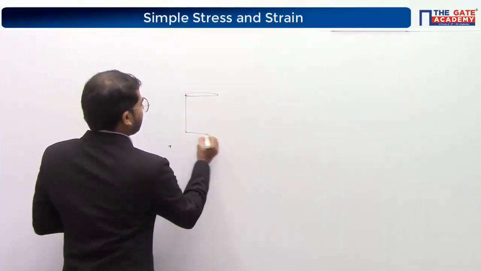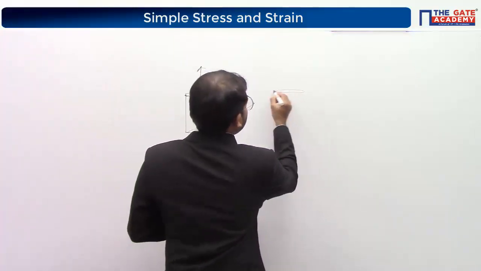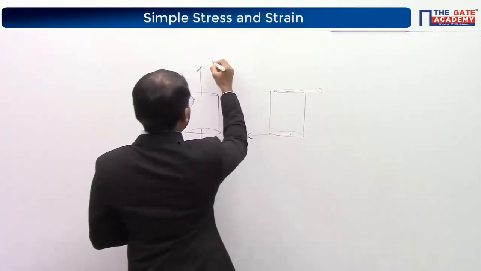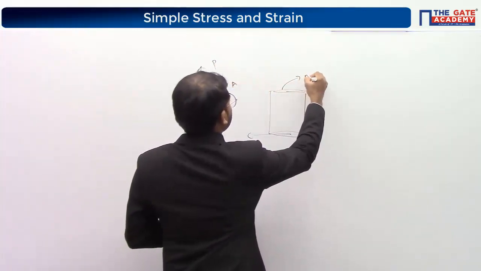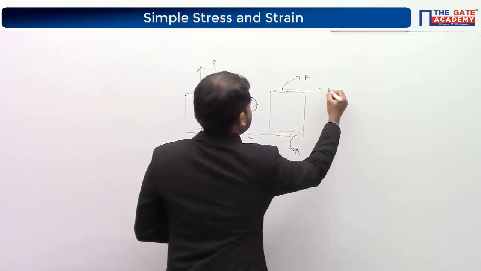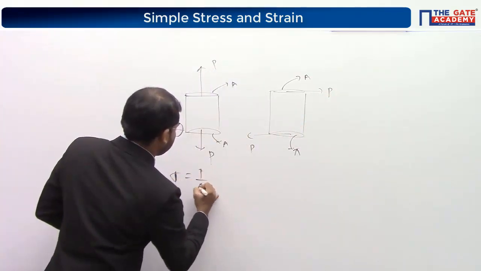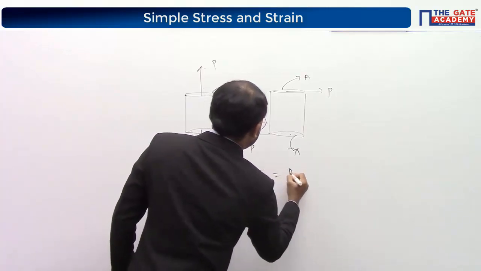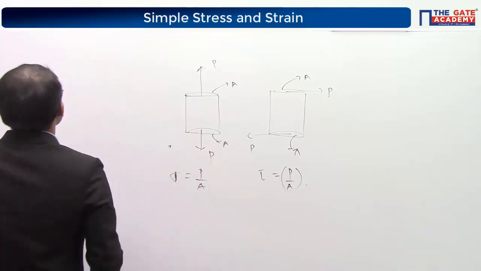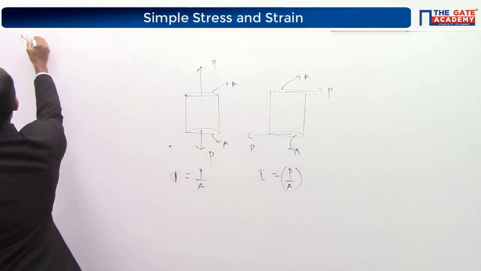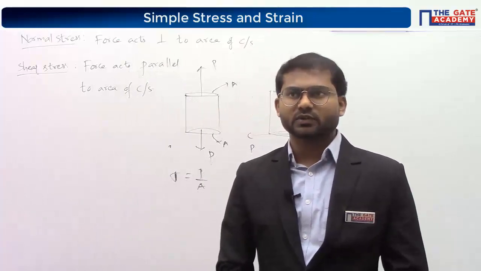I'm just putting a simple diagram to understand the difference between normal stress and shear stress. This is the same force on same area of cross section. So here we'll be having normal stress sigma as P by A. And here we'll be having same P by A as shear stress. Okay. After this we'll go with the next definition, that is definition of strain.